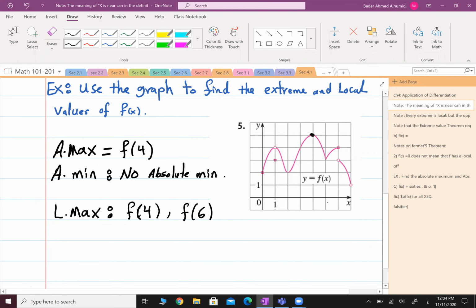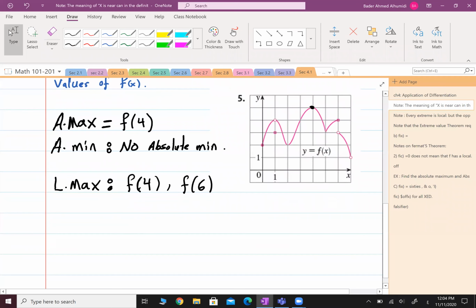Now f of 1. That's what I'm coming to now. What about f of 1? That is the interesting case we have. Is f of 1 a local maximum or local minimum? Of course it is not a local maximum. Why? Because if you come to 1 and you take an interval, this is not the highest point. There are some points above this point. So it is not a local maximum.